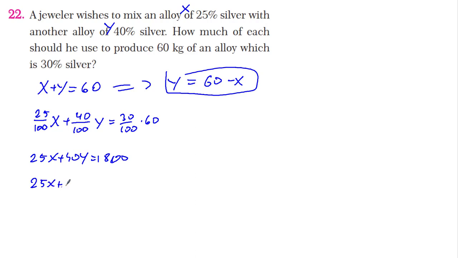This one is actually a linear equation. 25x plus 40 times 60 minus x is 1800. This is easy.